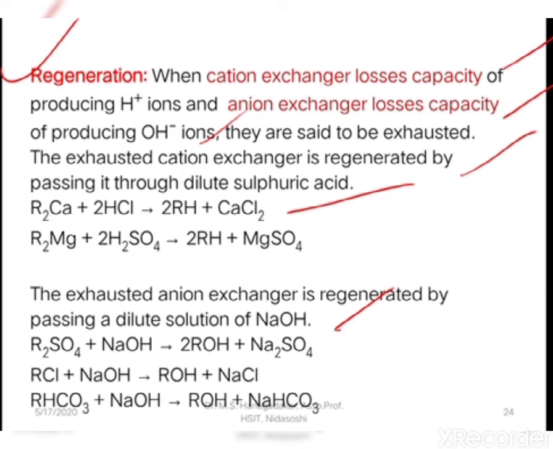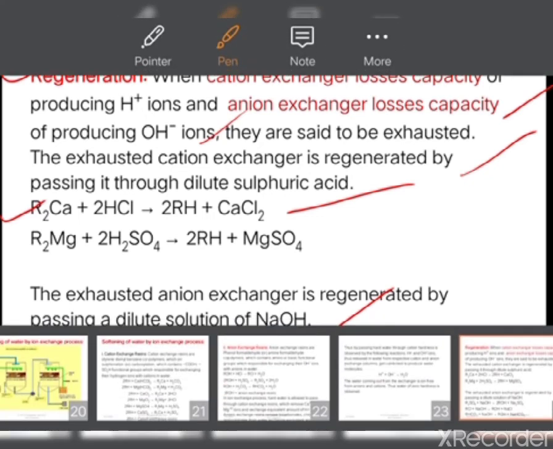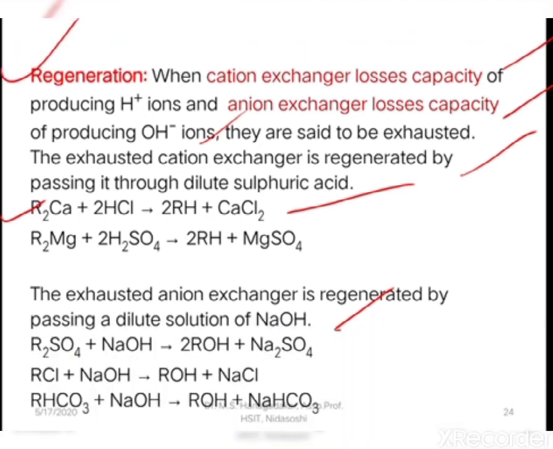The reaction follows like this. The exhausted resin R2Ca, when it is cleaned by either sulfuric acid or hydrochloric acid, forms 2RH and calcium chloride. If it is R2Mg, when it is cleaned by sulfuric acid, there is a formation of RH and MgSO4. Once again you can notice that the resins are activated by the hydrogen ions, so once again the resin is ready for cation exchange.